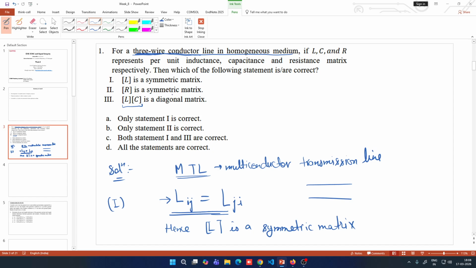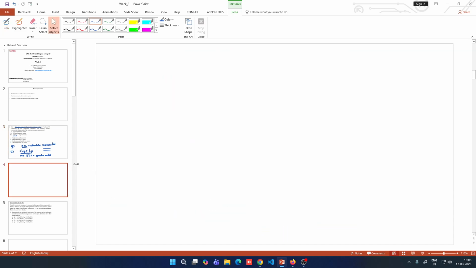Statement 2 says that R is a symmetric matrix. R is resistance.